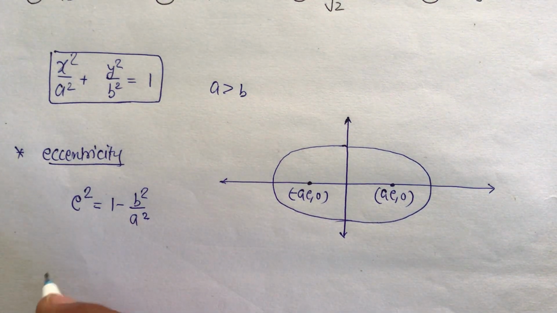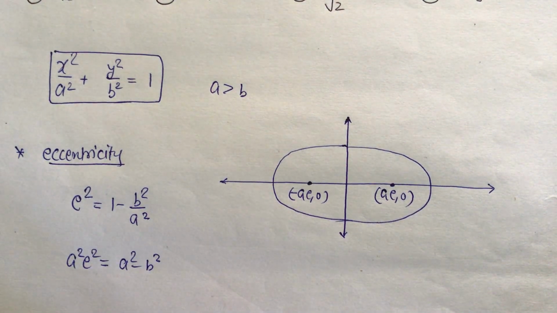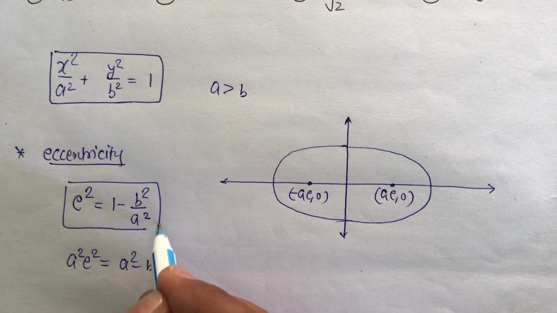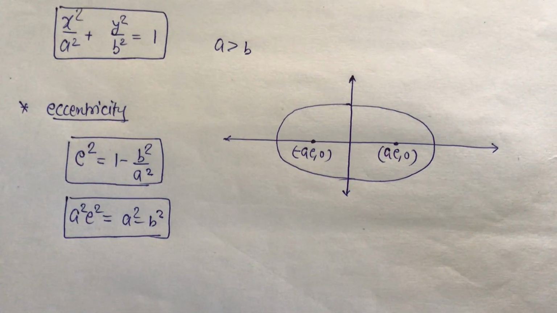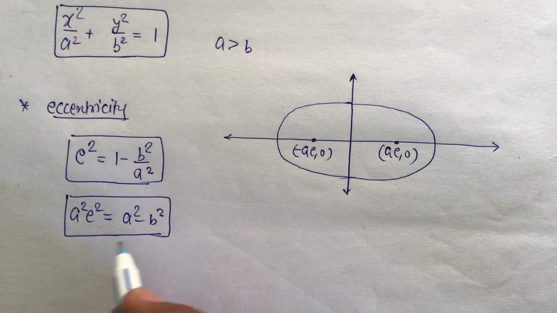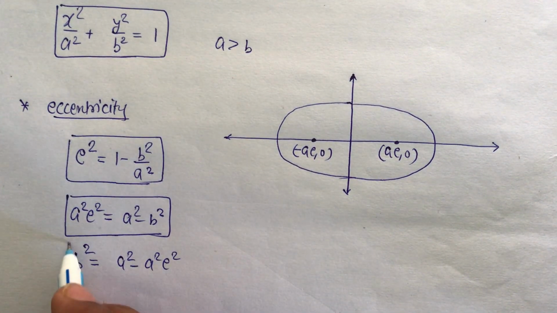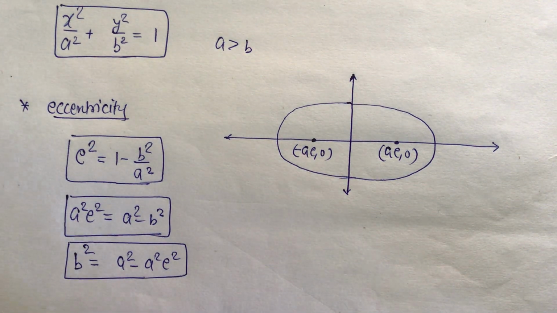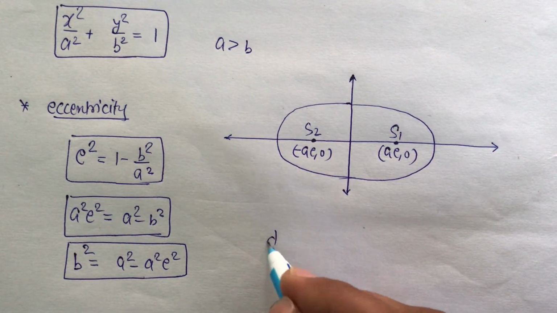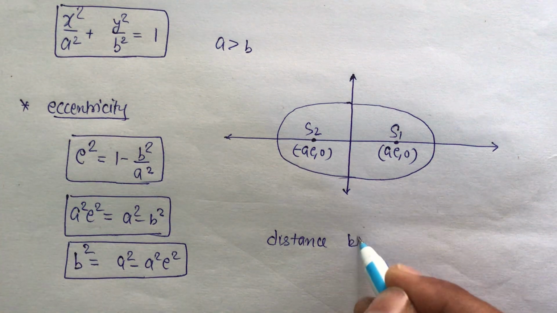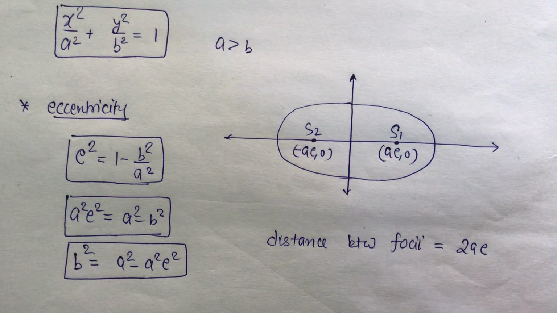If you modify this formula, you can write a square e square is equal to a square minus b square. These are some basic formulas that every JEE aspirant needs to memorize. From here you can also write b square is equal to a square minus a square e square. If we talk about the distance between the foci, let's say these are S1 and S2, the distance between foci of the ellipse is given by 2ae.